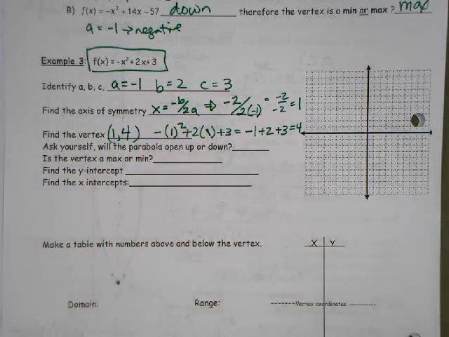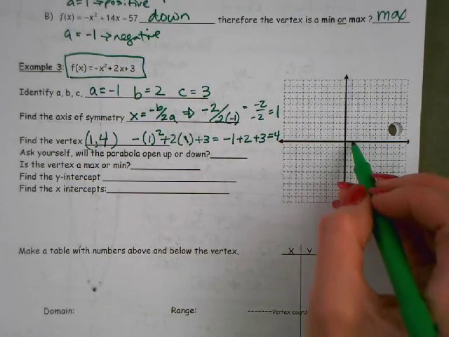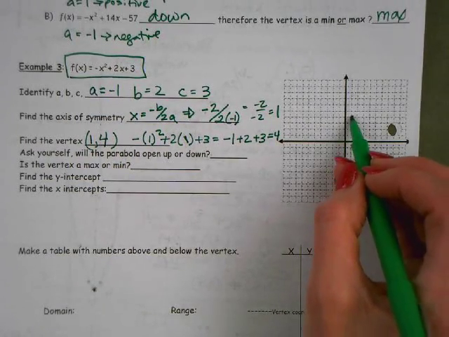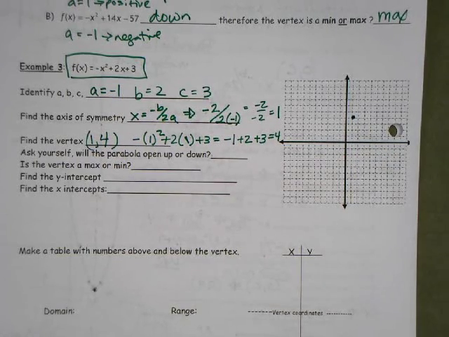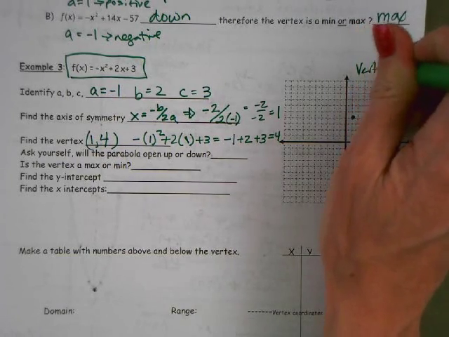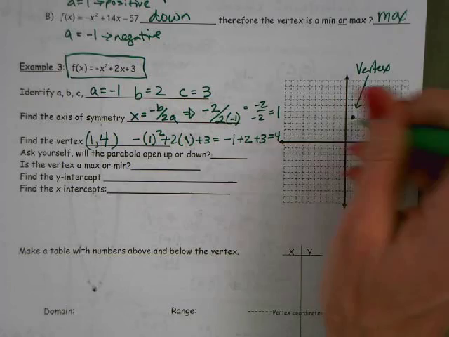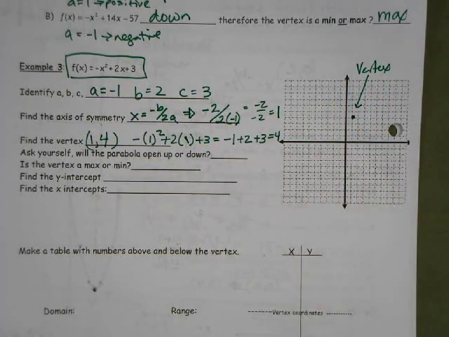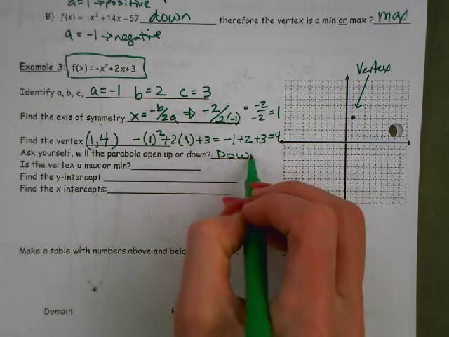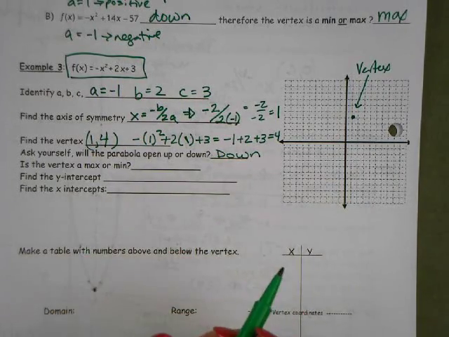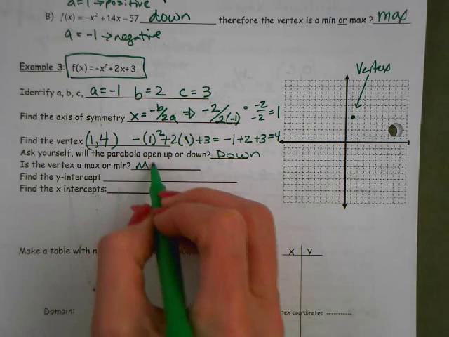So I can go to 1 and go up 4, and put that point there. That's my vertex. Now I want to know, does it open up or down? What do I look at to see that? A. Is A positive or negative? Therefore it's going to open down, so I know it's going to look something like this. So will it be a maximum or a minimum? Maximum.